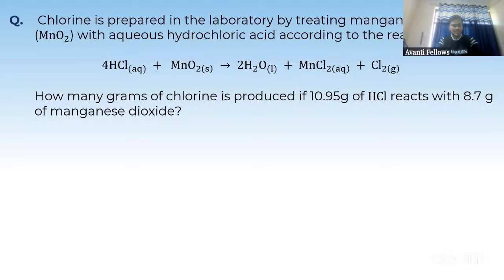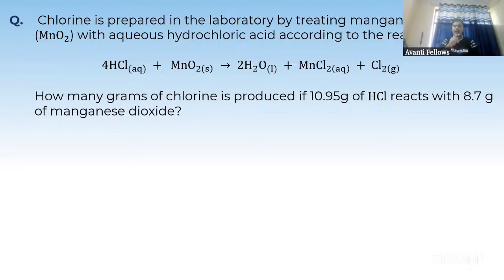Chlorine is prepared in the laboratory by treating manganese dioxide with hydrochloric acid, according to this equation: 4HCl plus MnO2 gives 2H2O plus MnCl2 plus Cl2. Now, how many grams of chlorine is produced if 10.95 grams of HCl react with 8.7 grams of manganese dioxide?